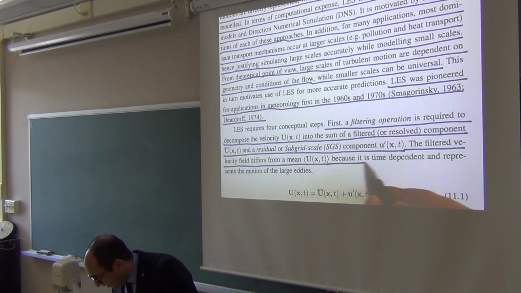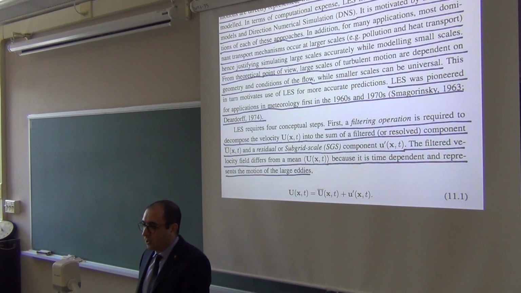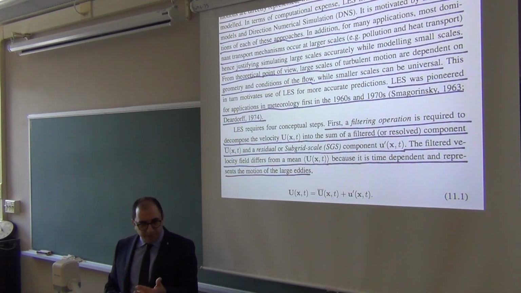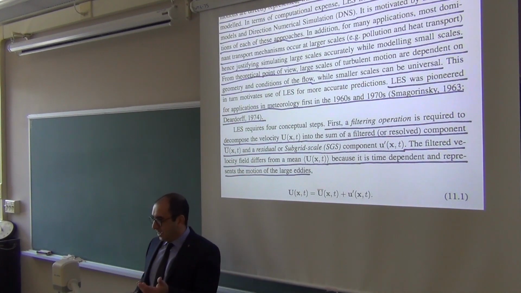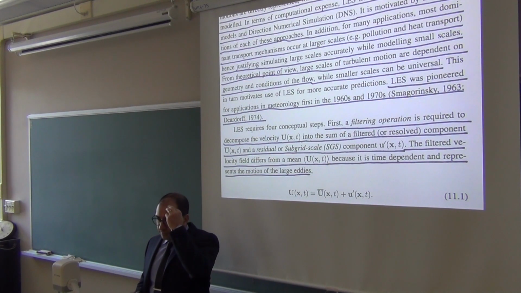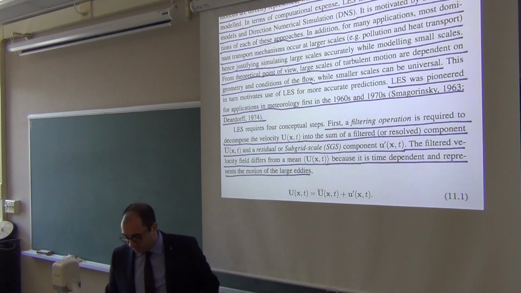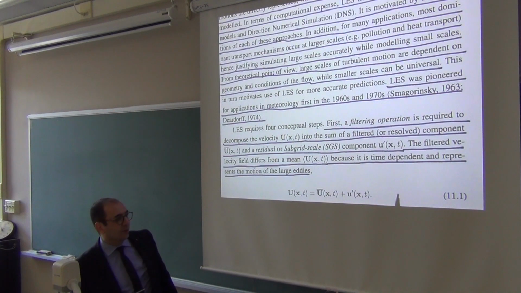Because the filtered velocity is, as I said, time dependent. Remember, the motion of larger eddies are simulated. A large eddy comes and goes, right? Slower and faster, smaller and bigger. So there's no reason why the filtered velocity U bar should be constant. It's not. It's time varying. And that's the essential difference between this and Reynolds averaging or time averaging or ensemble averaging.